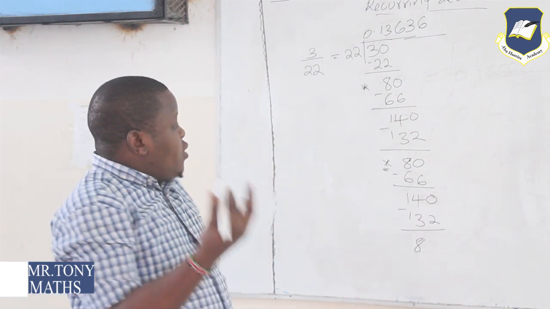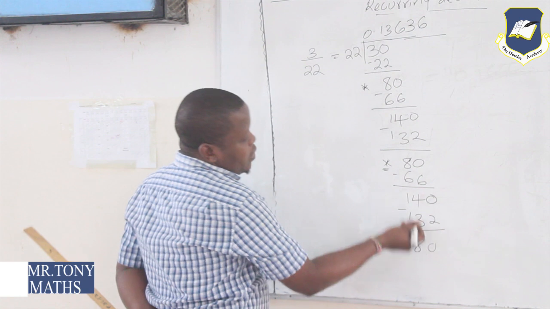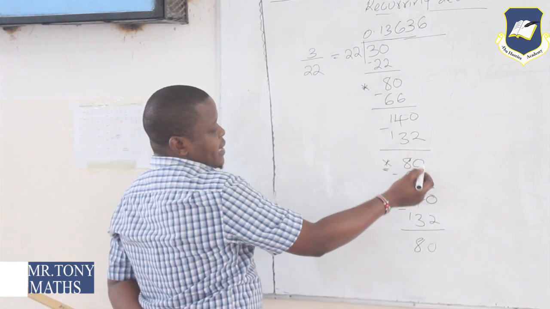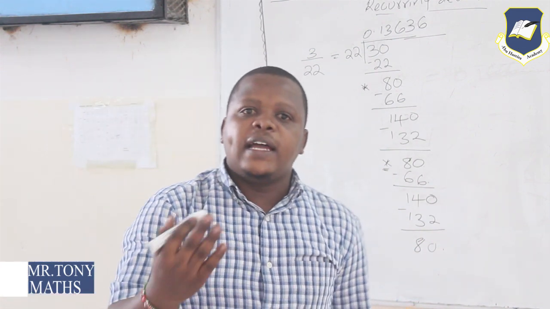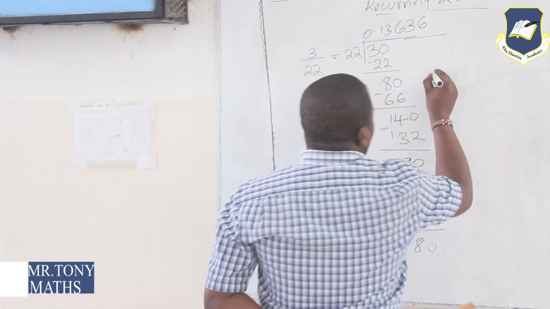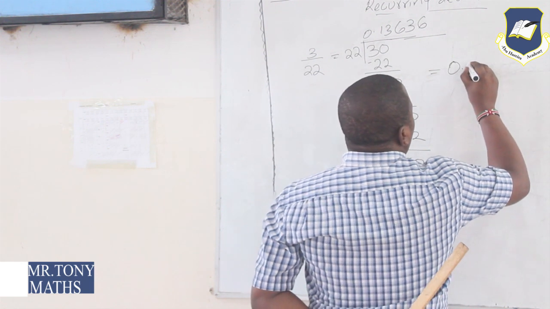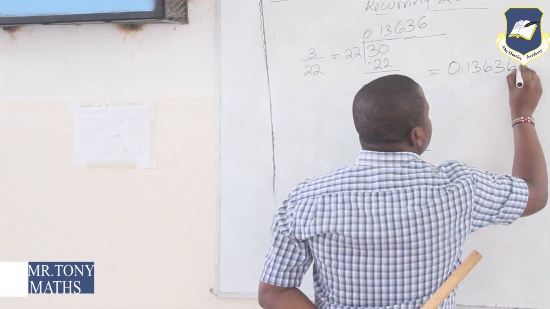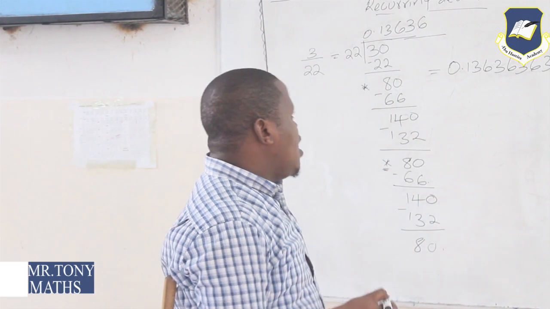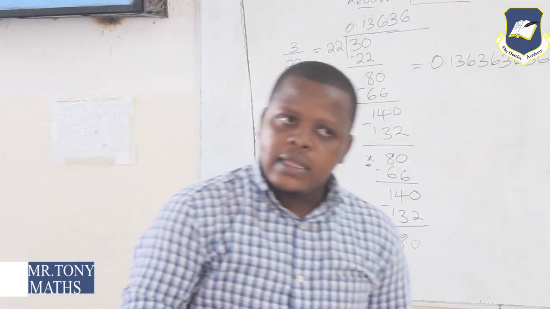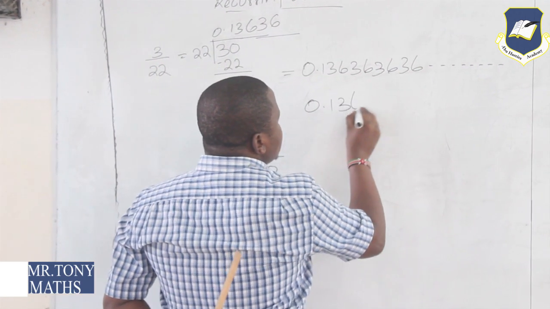Again, if you wish, you can continue, but if you have identified your pattern, well and fine. So you find out that here we are going to be repeating 80, 66, 80, 66, 80, 66. So we have already identified our digits that are repeating themselves. In this case, our answer, if we want to proceed, would have been 0.136, 36, 36, 36, and 36 keeps on repeating itself.